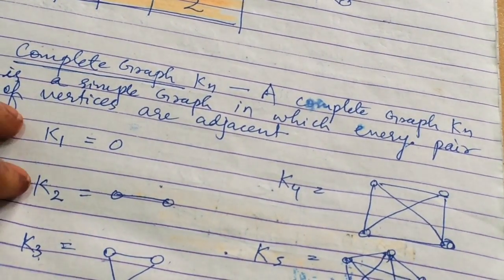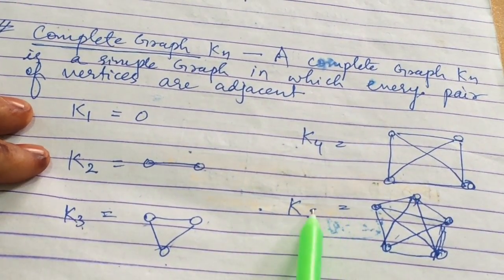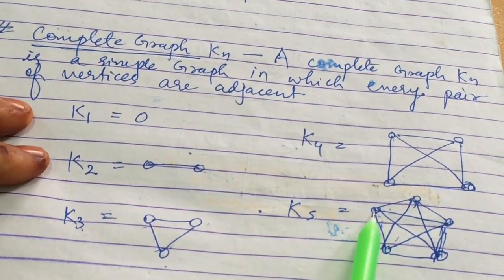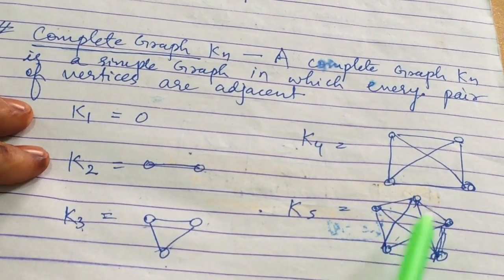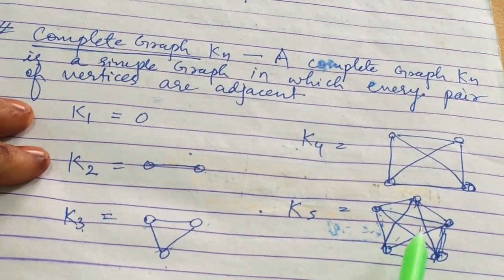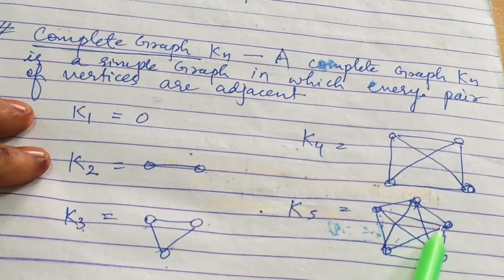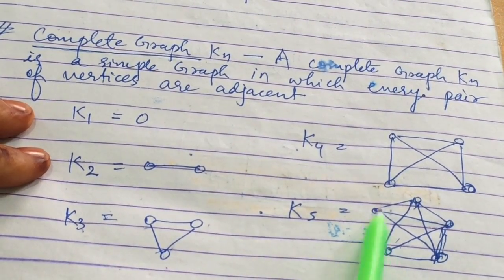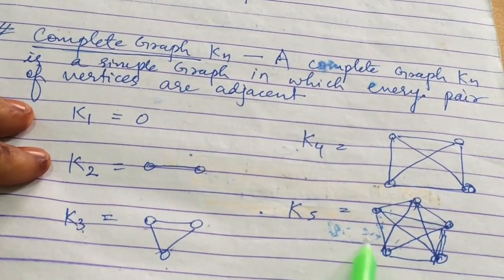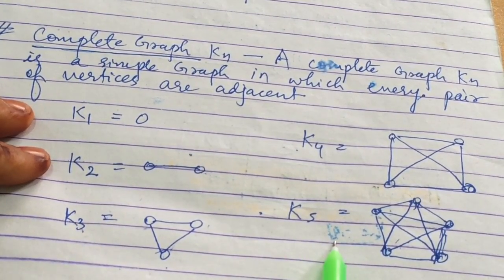Okay, so now take K5. K5 means you have a complete graph of 5 vertices. So these are 5 vertices, and every vertex like this one is connected with all other 4 vertices. Since this is K5, one node will be connected to all other 4 vertices. 1 2 3 4. This is one edge, this is one edge, this is one edge, this is one edge. So there are 4 edges coming from this node, and likewise all other vertices. So this will be called complete graph of 5 vertices.